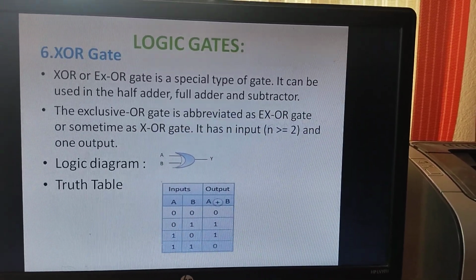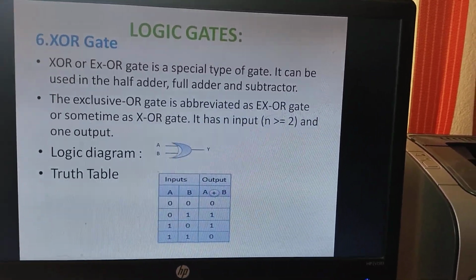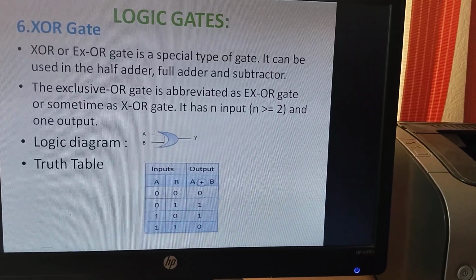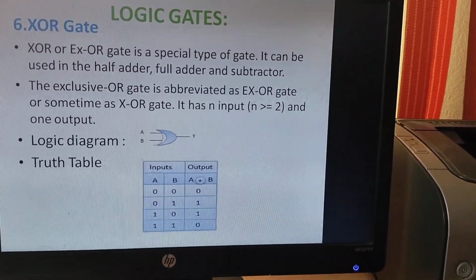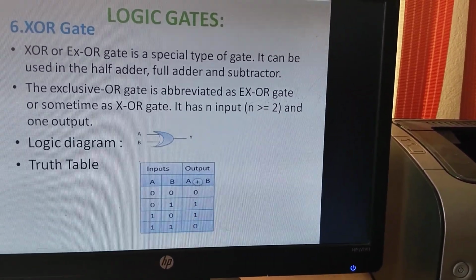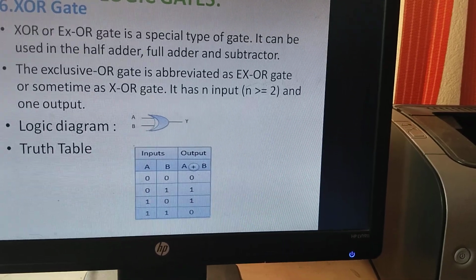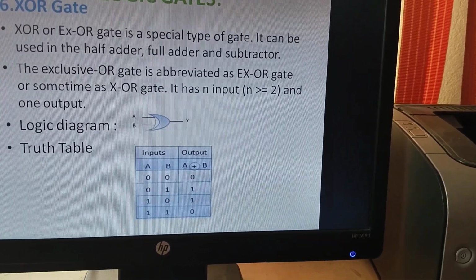This is the logic diagram for the XOR gate. Here the truth table: when both inputs are the same, output will be 0. Different inputs, output will be 1. For example, if A equal to 0 and B equal to 0, output is 0.